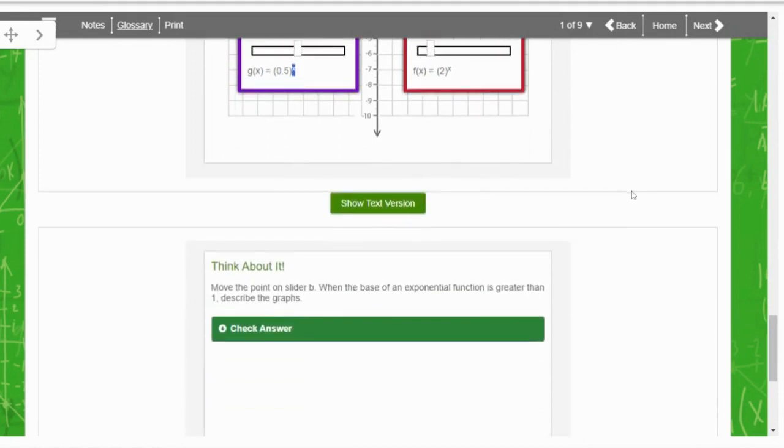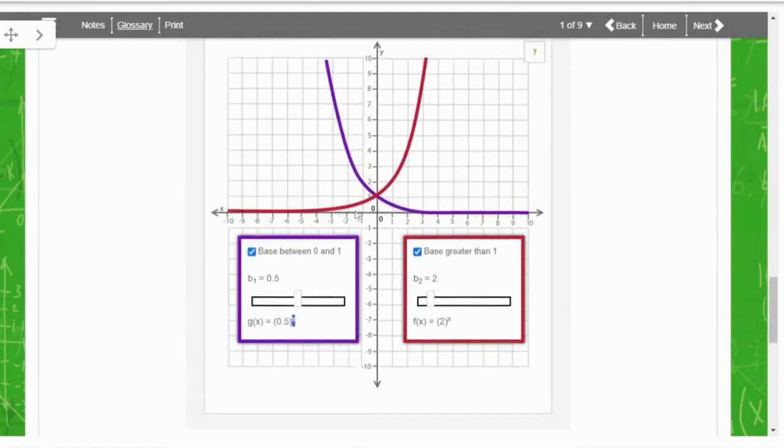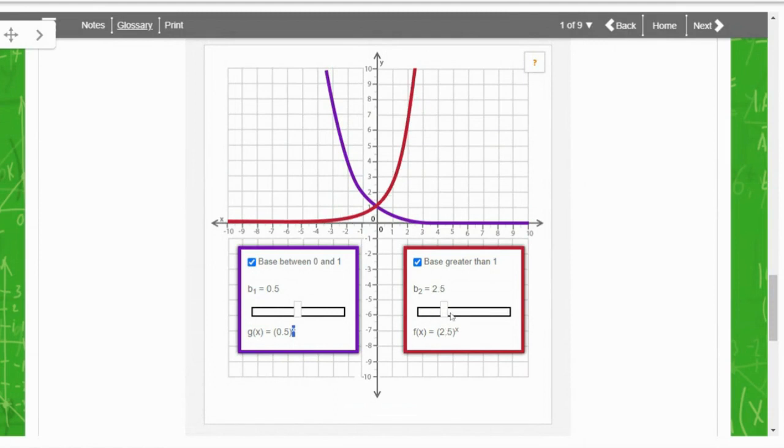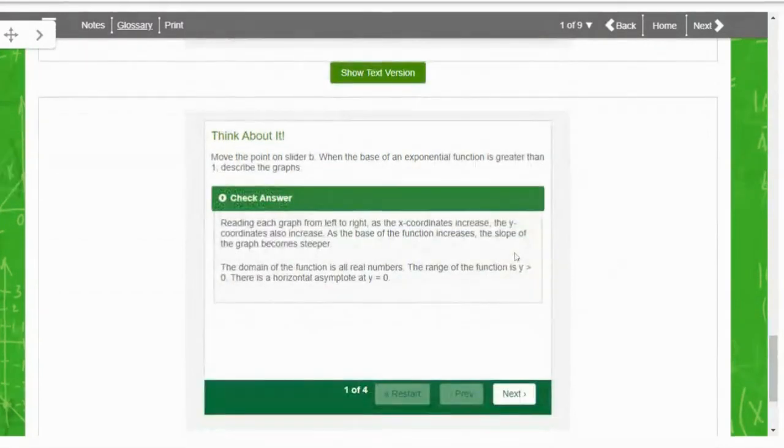All right. So it says move the slider on b when the base of the exponential is greater than 1. Describe the graph. Well, when it's greater than 1, it's steeper the larger the base. That's how we describe the graph. Check the answer. From left to right, as the x-coordinates increase, the y-coordinates also increase. As the base increases, the slope of the graph becomes steeper. That's what we said. And on the left side, it always approaches the horizontal asymptote of y equals 0.